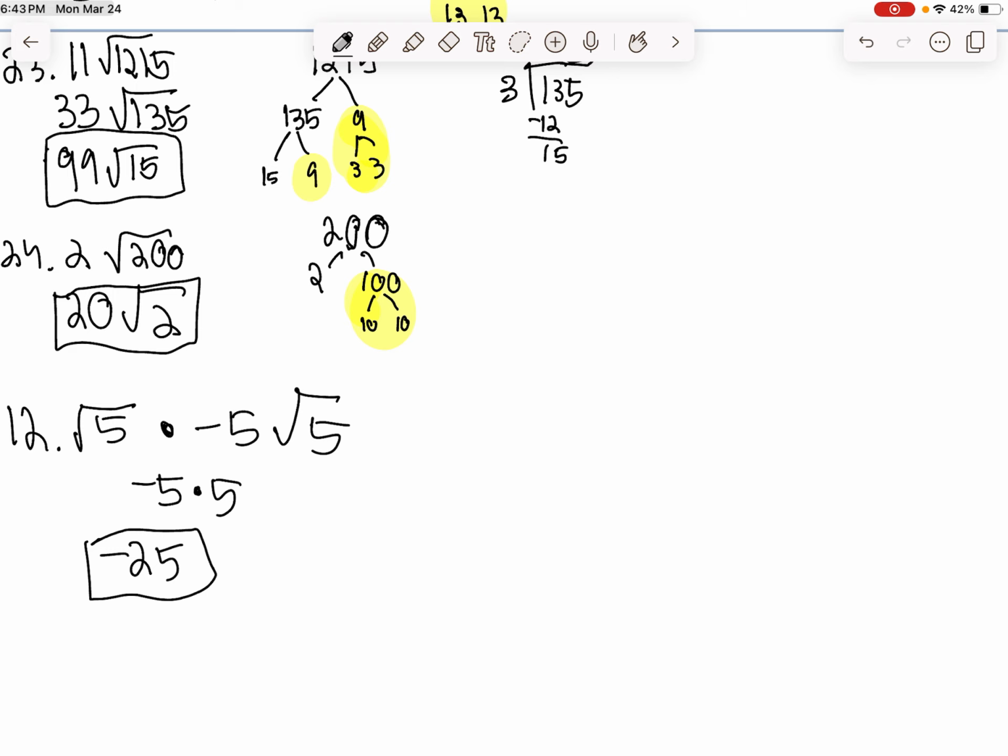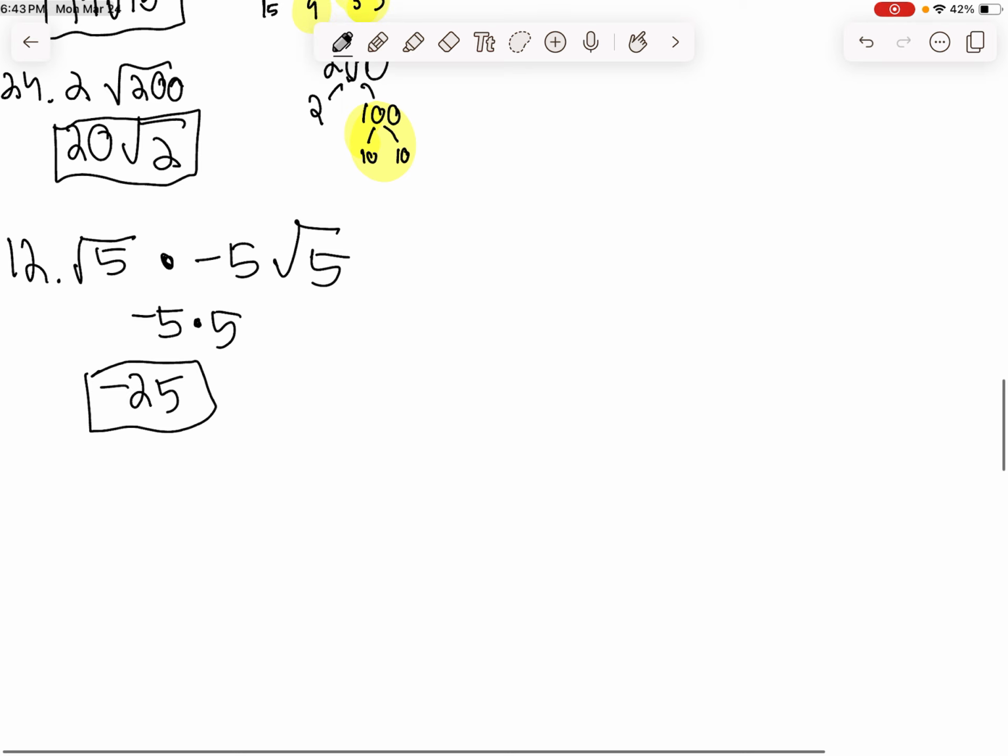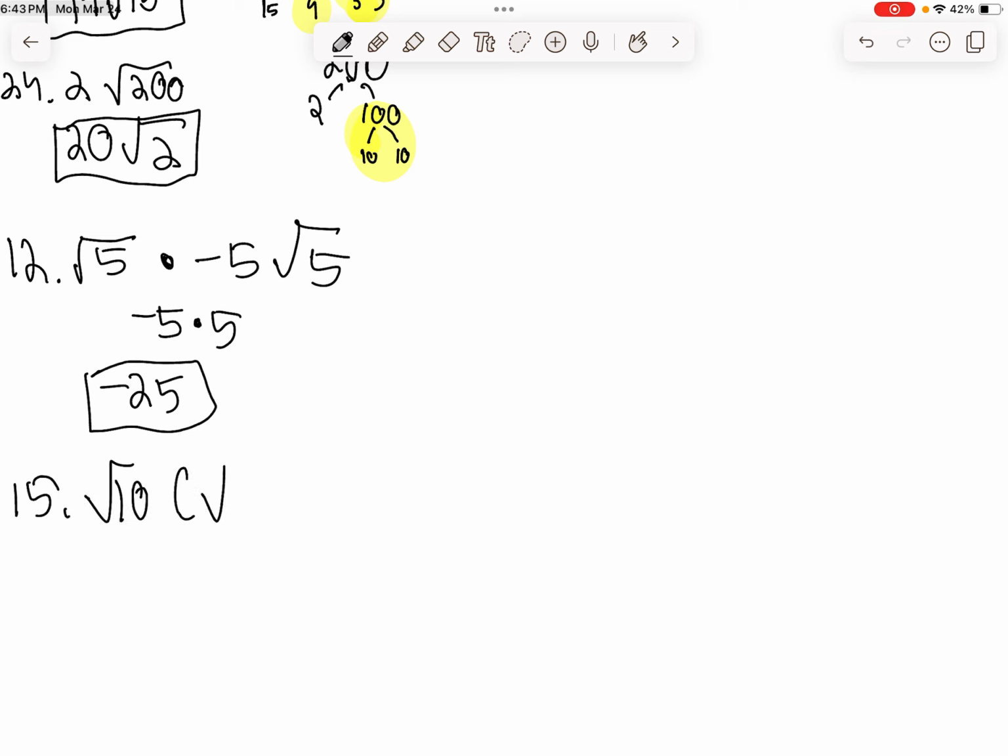Okay. Now we have a distributing problem. 15: square root of 10, parentheses, square root of 10 plus 2, close parentheses. First, we want to distribute this square root of 10. Since they're the same thing, they cancel out, and we just get 10. Then 2 times the square root of 10 gives us 2 times the square root of 10.